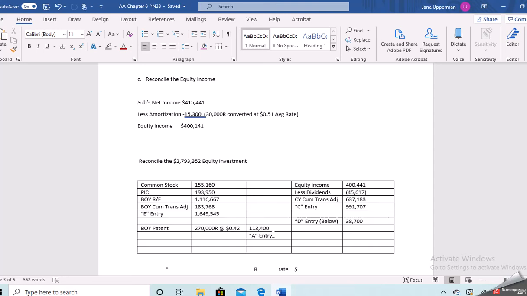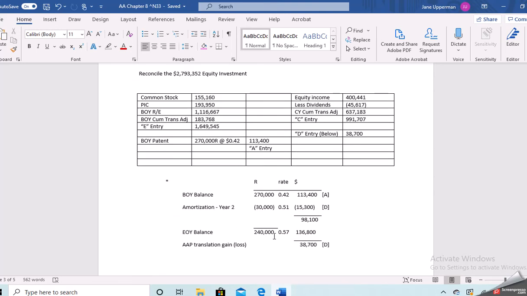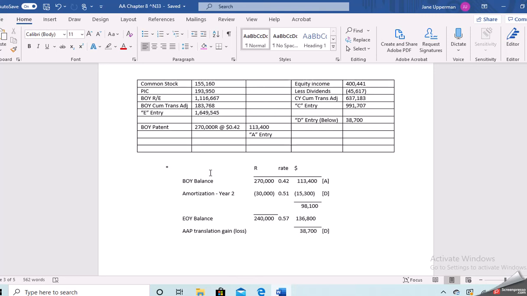Then our patent, again, this is what you kind of have to map out what's down here below. This is what makes this one a little bit trickier, because now we have to look at those acquisition accounting premium assets. So again, it was a patent that was initially valued at 300,000 Brazilian reals. We're amortizing it at 30,000 Brazilian reals. So we kind of mapped this little scenario out. And it also told us our beginning of the year balance is 270,000 Brazilian reals.